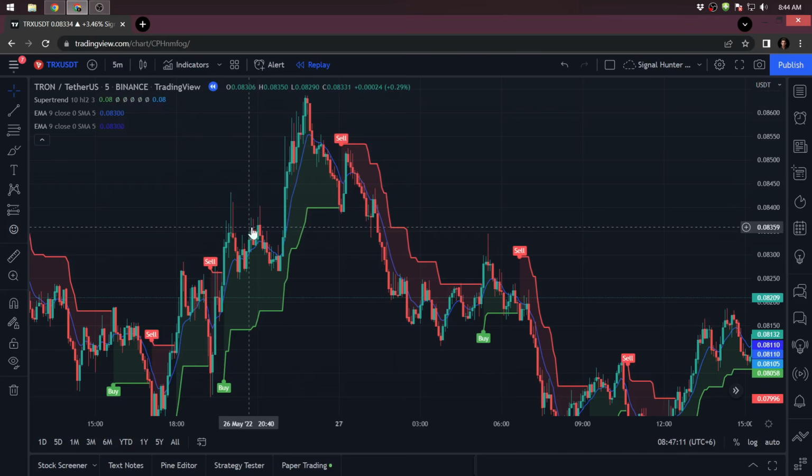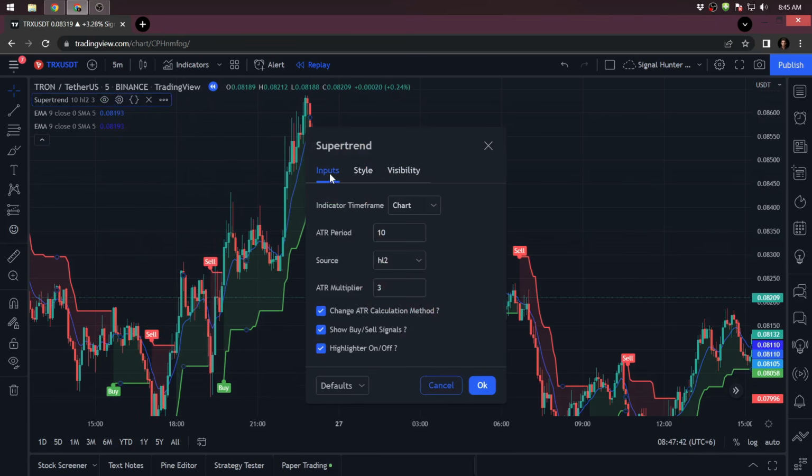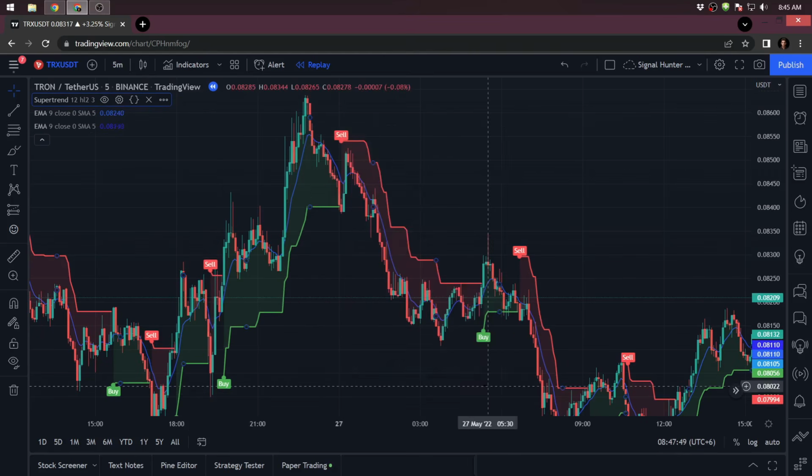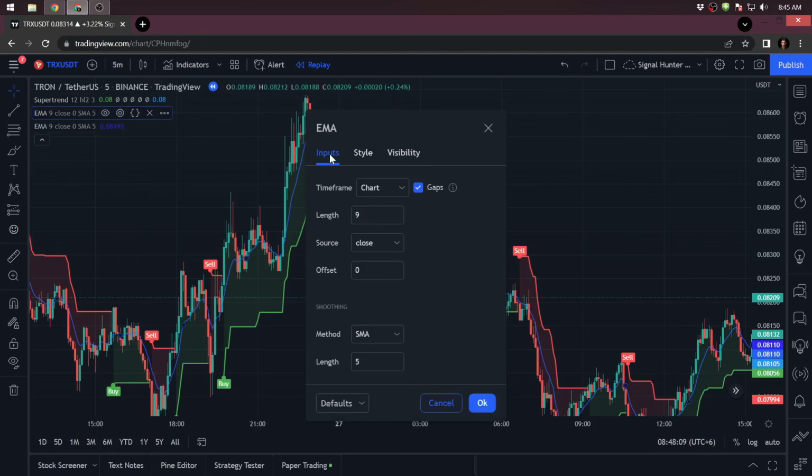So now I have to set up the two indicators so they look more attractive and catch pure signals. So first go with Supertrend. I go to input, and from here the ATR period will be 12 and everything else default, and simply click OK to save. And now I need two length EMAs. The first EMA length is 50 and the second EMA length is 70. So I go to the settings and make the length 50.